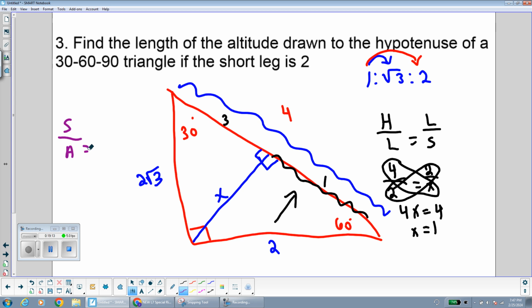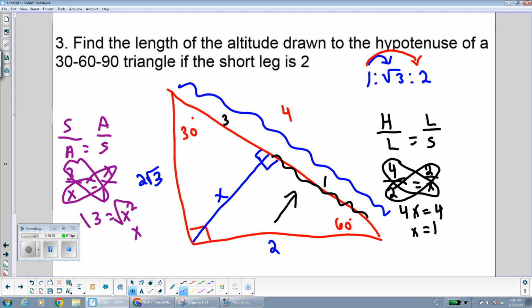And now I can use the altitude rule because I have both of the segments, so I can plug them in now, 3 and 1. And I'm looking for the altitude. That was my goal, to find the altitude. 3 times 1 is 3. x times x is x squared. Square rooting both sides, we have x is equal to radical 3. So the length of the altitude is radical 3.